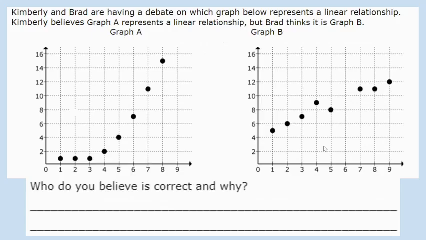Now, Kimberly and Brad are having a debate on the graphs below. Kimberly believes graph A represents a linear relationship, but Brad thinks that graph B represents a linear relationship. Who is correct? Now, if I look at this, it's a positive, strong relationship, but if I connect all the dots, it's creating a curve. Therefore, this is non-linear.